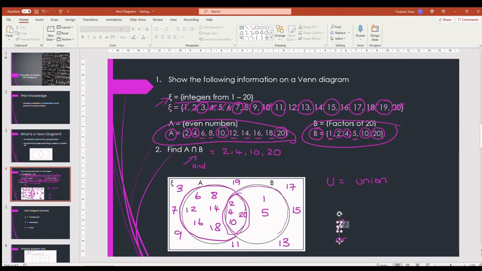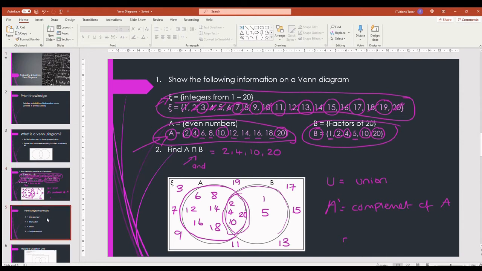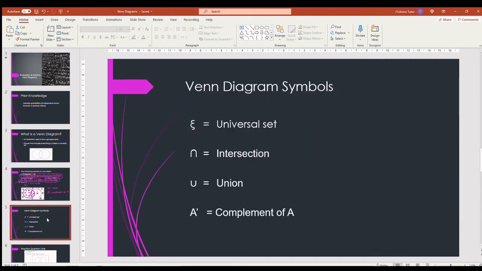The next symbol to make a note of is the A with a little dash. And this stands for the complement of A. And what this means is anything that is not in A. The answer to this question would be all the numbers in the universal set excluding the even numbers. These symbols that we just looked at are used in GCSE questions, so it's important that you know what they mean. Please do make a note of these.